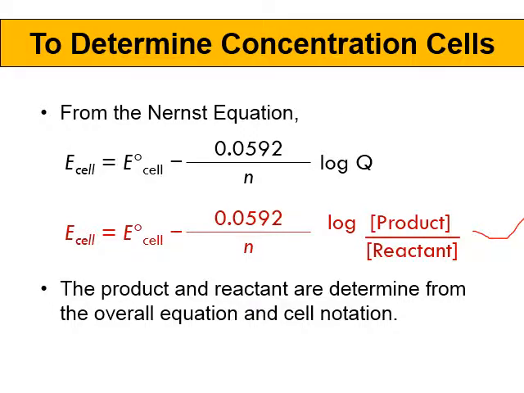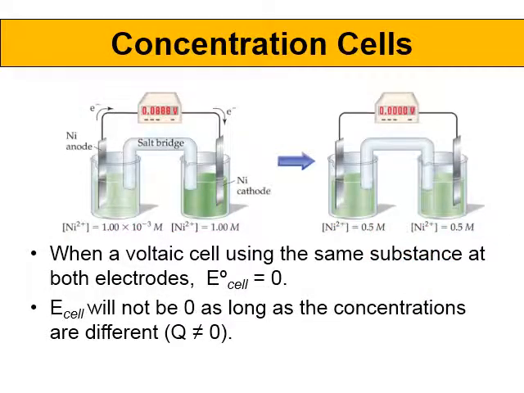Now look at how concentration plays a role in the voltaic cell. What we have here is the same one, nickel. A nickel as the anode and a nickel as the cathode. Then the same goes for this one, nickel anode and cathode. But what is the difference here? The difference here is that you have different concentrations. What is the difference?